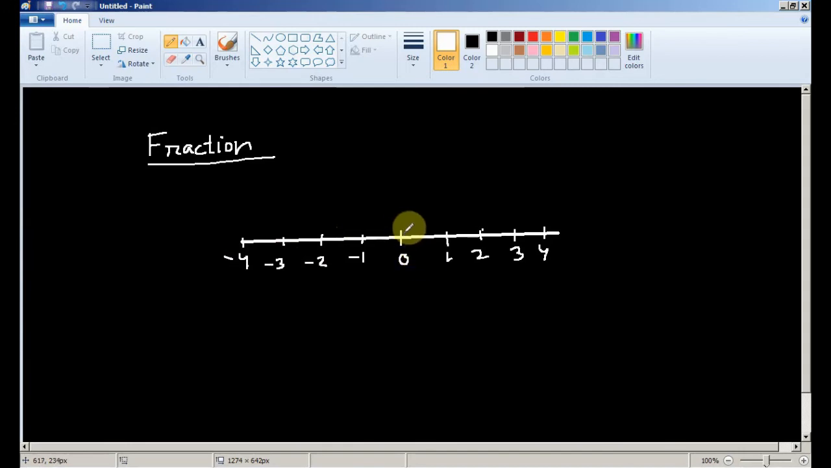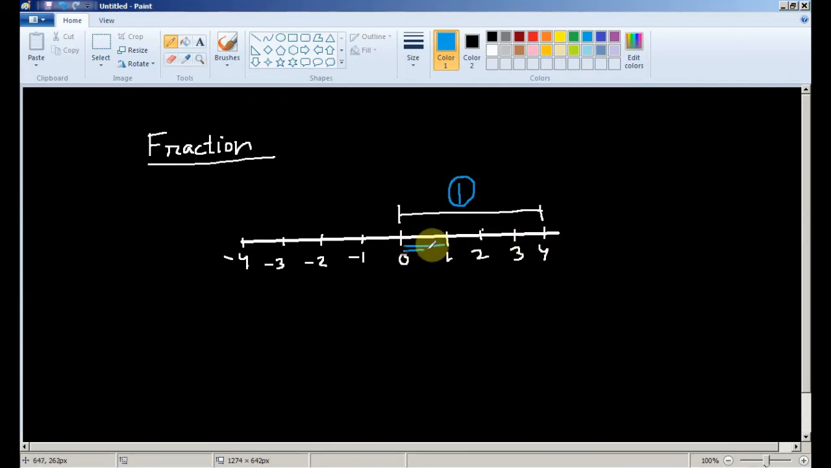Okay, so suppose I took this to this part as one whole, as one complete whole. Okay, it has 4 divisions, which I agree. I have 4 divisions, 1, 2, 3, 4 divisions. What I want to do is I want to say how much it is.